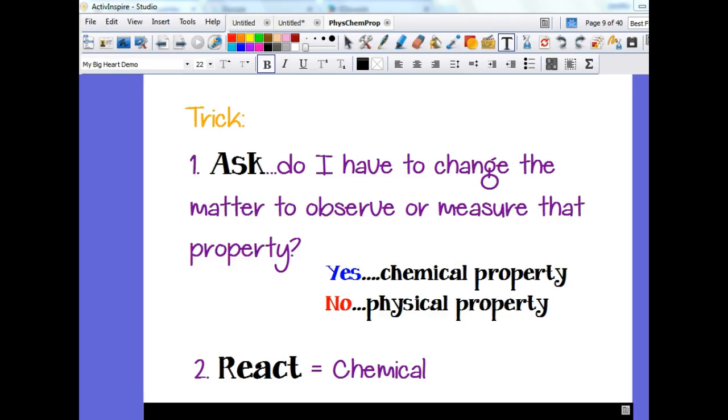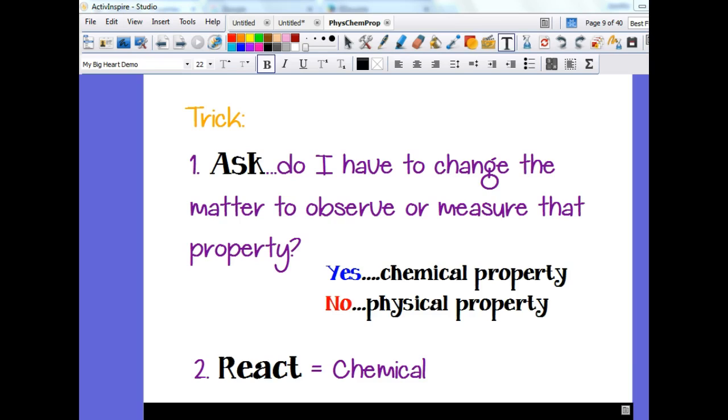Now, what we want to do is see if we can use the trick to figure out if a property is a physical property or a chemical property. And sometimes you won't even need the trick. For example, if the property were mass, you know from all our discussions on mass this year that mass is a physical property. It's on our physical properties list. If someone says flammability, you know that that's one of the ones we just discussed. But if they bring up a property you've never heard of, then you can use the trick.